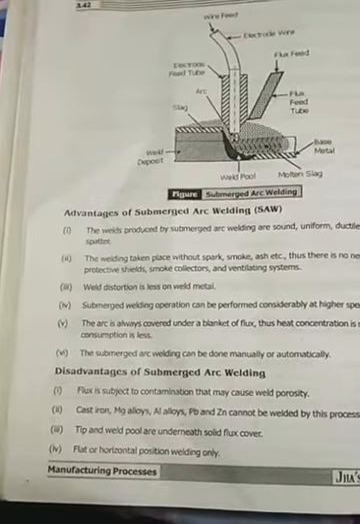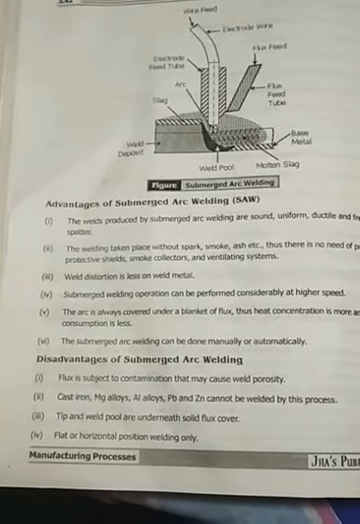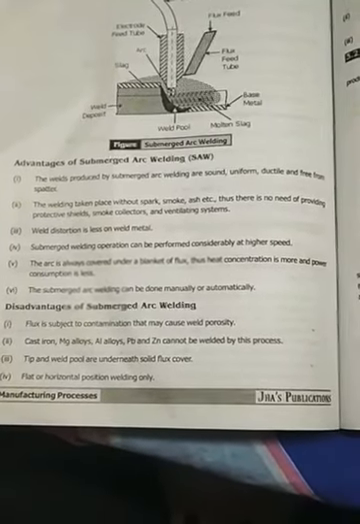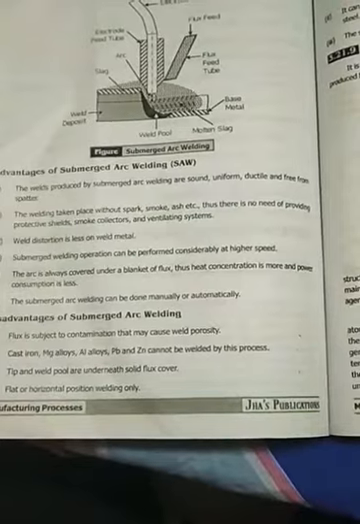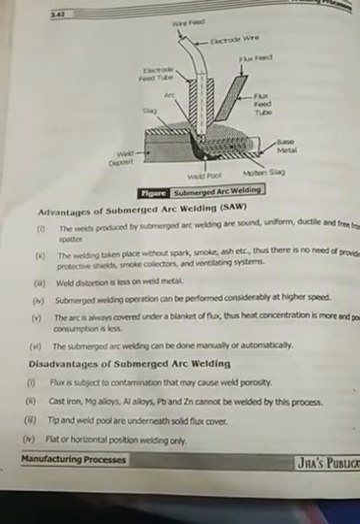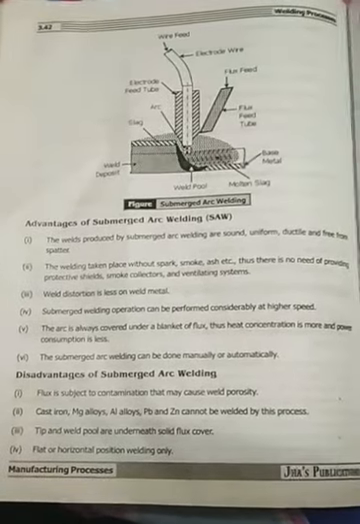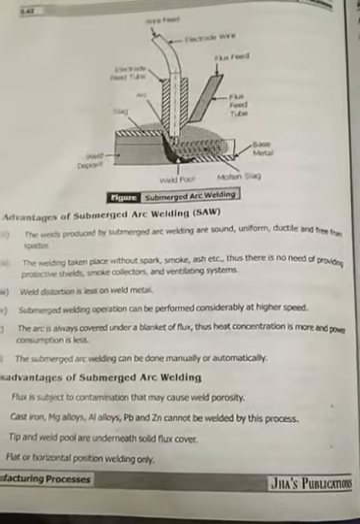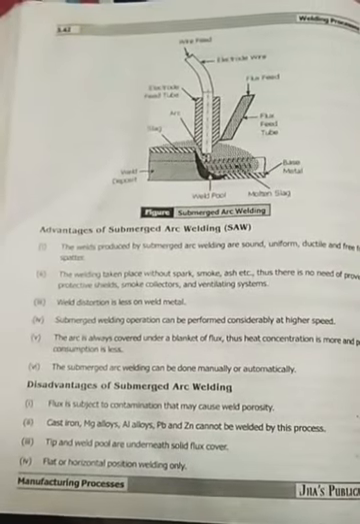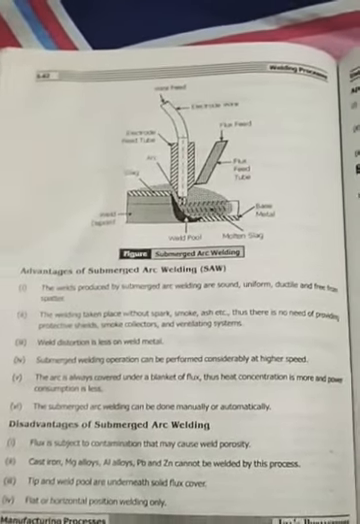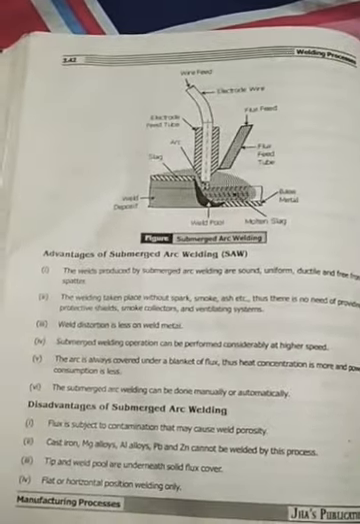So let us see some advantages of submerged arc welding. The welds produced in submerged arc welding are sound, uniform, ductile and free from spatter. Weld distortion is less in the weld material. It means the welding is of very high quality. Submerged arc welding can be done automatically or manually. It is mostly done automatically.